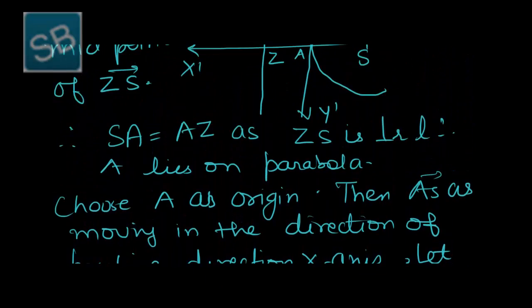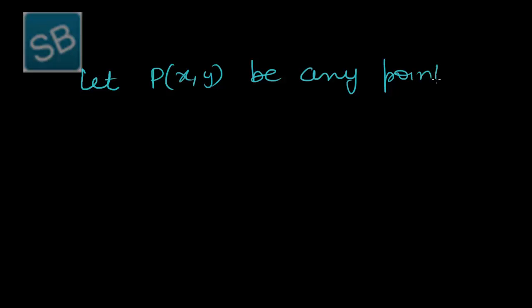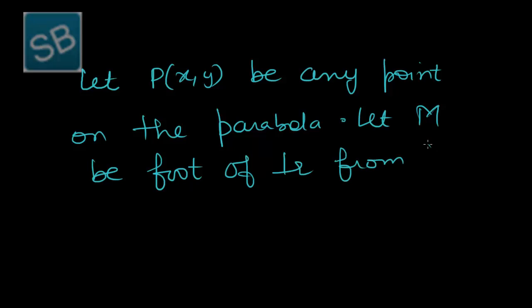And same, to derive the equation of parabola, let P be the point with coordinates (x, y) on the parabola, whose distance we have to measure from S, and from P draw PM perpendicular to the fixed line, directrix L. So let P(x, y) be any point on the parabola, as already said, and let M be the foot of perpendicular from P to directrix L.